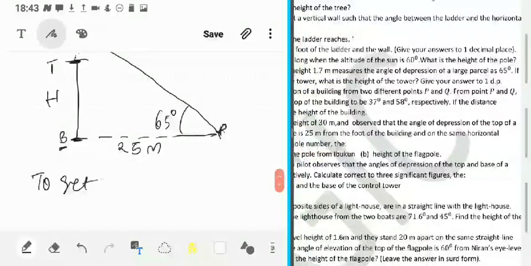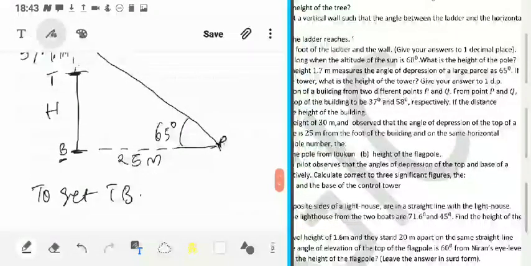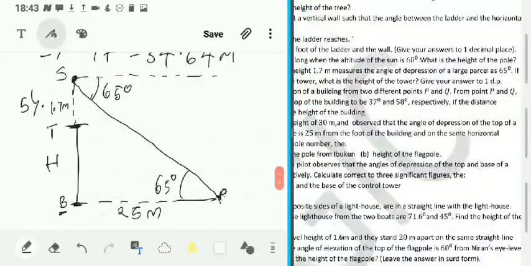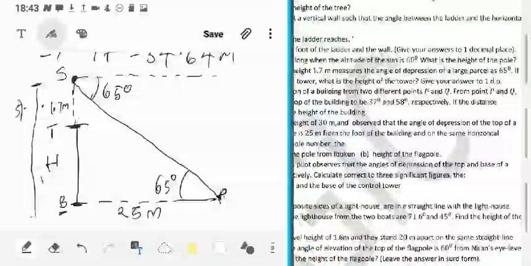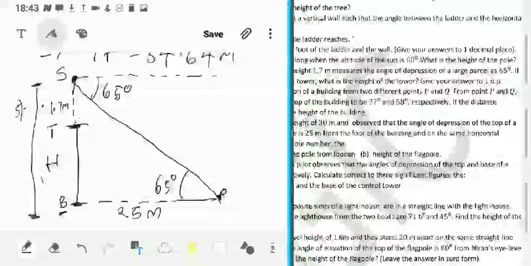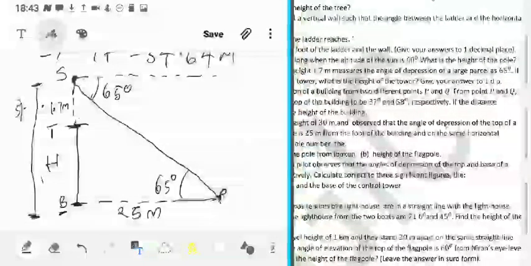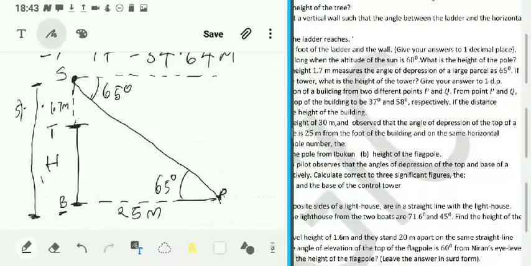To get TB, first let's get SB, which is the total height. Let me put this somewhere around here. Once we get the total height, then we'll subtract the student that is standing up from the pole, that 1.7 meters, so that we'll be left with H, which is just TB. Okay, so let's get SB, the total height.